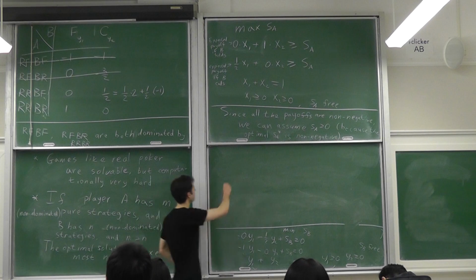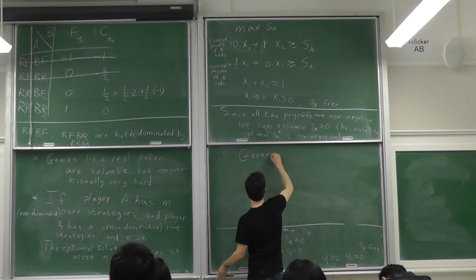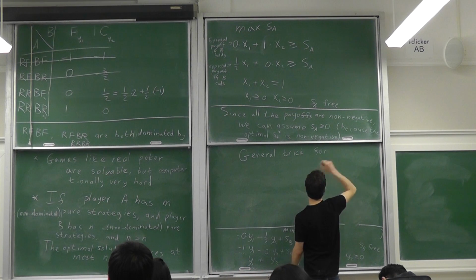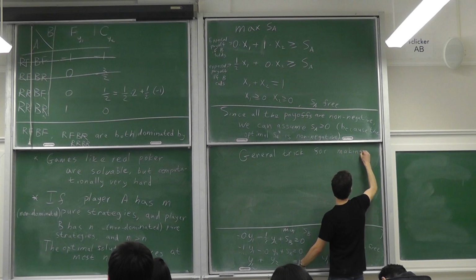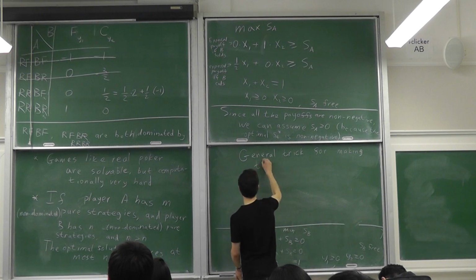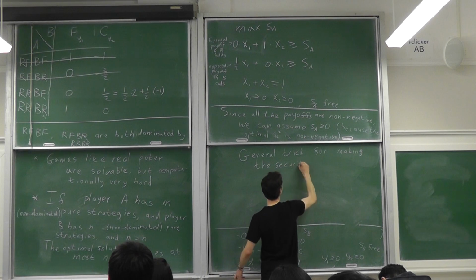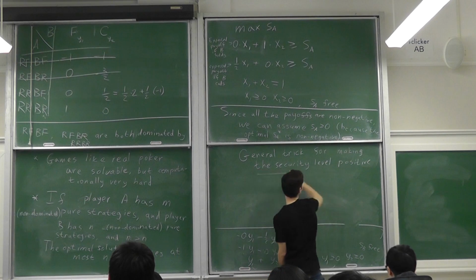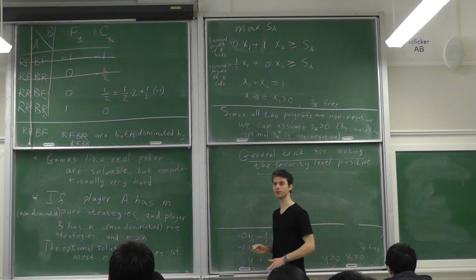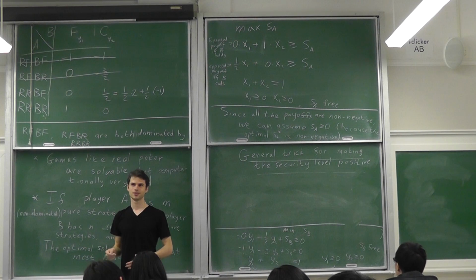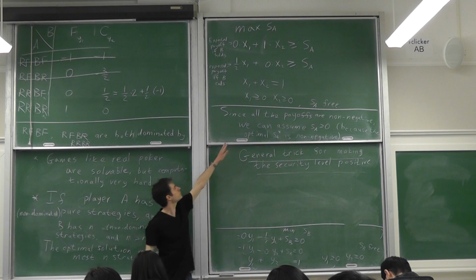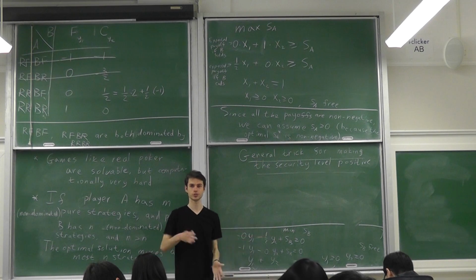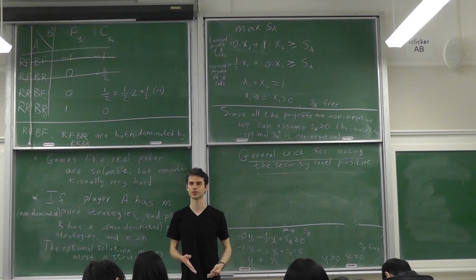And a general trick for making the security level positive. So I still owe you a description of what to do. If your variable is free, if the security level is free, it could be positive or negative, but you still want to apply the simplex algorithm.